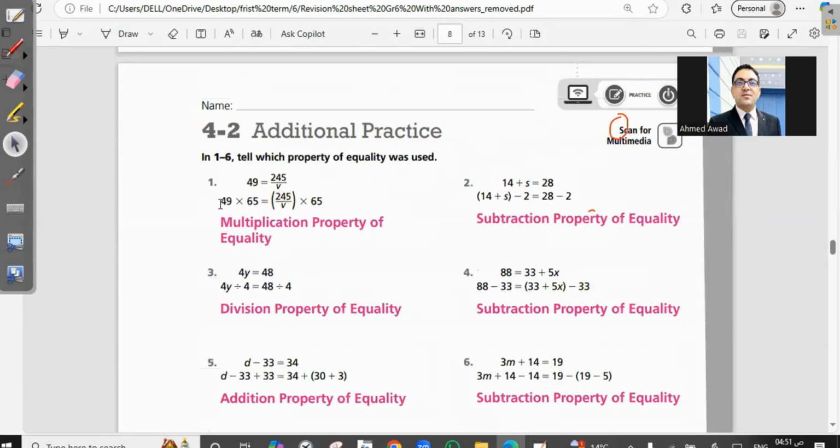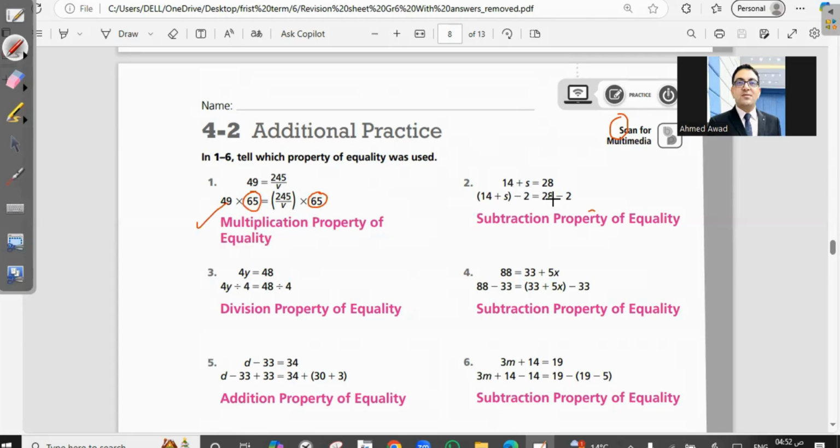In this lesson, we will learn properties of equality. Yes, properties of equality. I said we have four main operations, which are multiplication, division, addition, and subtraction. So in this equation, 49 equals 145 divided by v, can we multiply each side by the same number? Yes. And it's still the same? Yes. So which property here? It's the multiplication property.